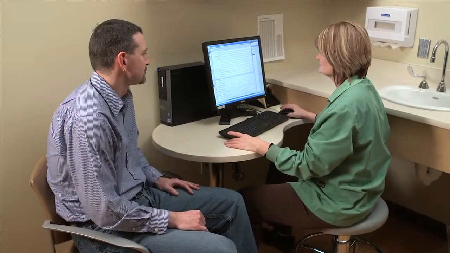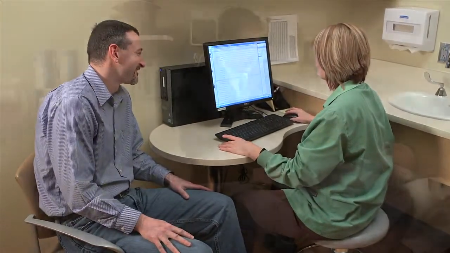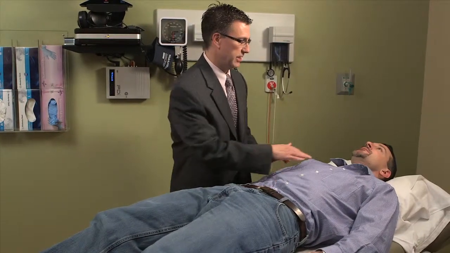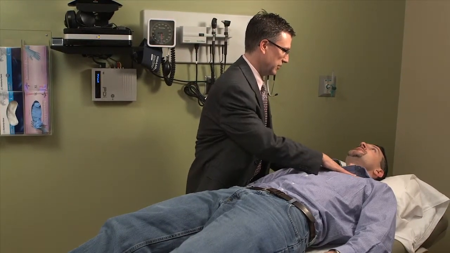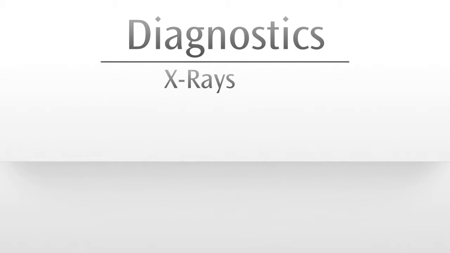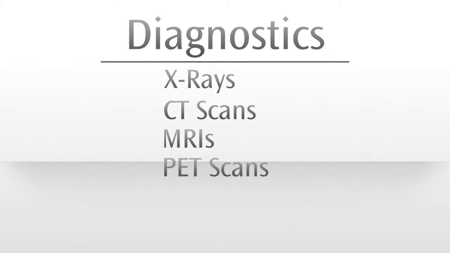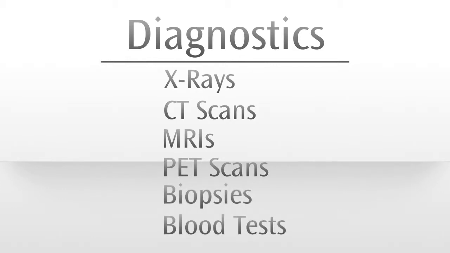The first step in your journey is a consultation with your nurse and radiation oncologist. After a review of your medical history, symptoms, and diagnostic tests, your radiation oncologist will prescribe a treatment best suited for your case. You may need to undergo additional diagnostic testing, which could include X-rays, computed tomography, called CT scans, magnetic resonance imaging, or MRIs, positron emission tomography, or PET scans, biopsies, and blood tests. These diagnostic tests help your oncologist confirm the type, location, and stage or progression of your disease.